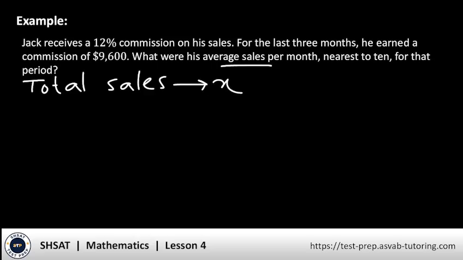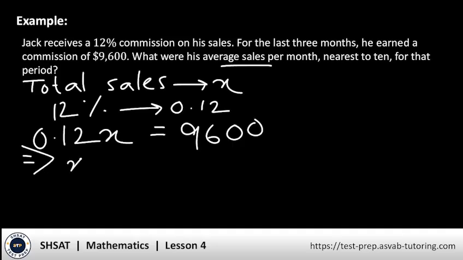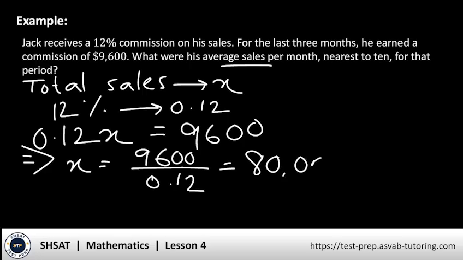Because we're doing 12% commission, 12% means what? 12% means 0.12. So on top of the sales, he is getting 12% as commission. So can I say 12%, which was 0.12 of the X, is going to be the amount of commission, which is 9,600? That is what we can do, right? So now all you have to do is just put 0.12 to the other side. That's going to make it a division. So divided by 0.12. If you do that, the value is going to be 80,000.